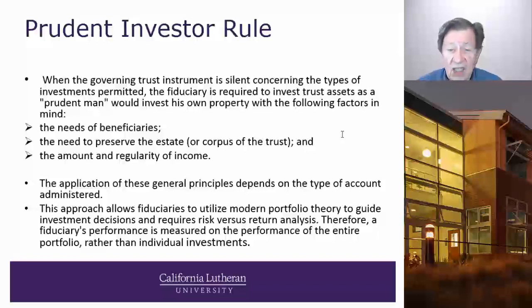to invest trust assets as a prudent man would invest their own property with the following factors: the needs of the beneficiaries, the needs to preserve the estates or corpus of the trust, and the amount and regularity of income. The application of these general principles depends on the amount of account administered and the type administered. So value and the type makes a big difference in what you're to do. The approach allows the fiduciary to utilize modern portfolio theory to guide investment decisions and requires risk versus return analysis. Therefore, a fiduciary's performance is measured on the performance of the entire portfolio rather than the individual investments.